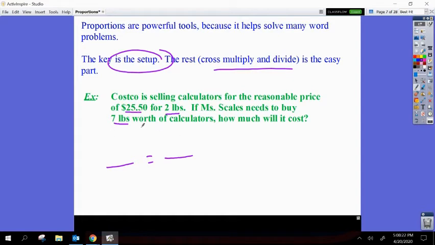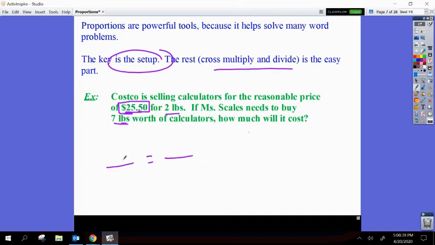It doesn't really matter which one you put on top, pounds or dollars. It doesn't matter which one you put on the left or which one you put on the right, again, as long as you're consistent. I would make the suggestion that dollars should almost always go on top. We talked about that in another video. So I'm going to put $25.50 on the top.